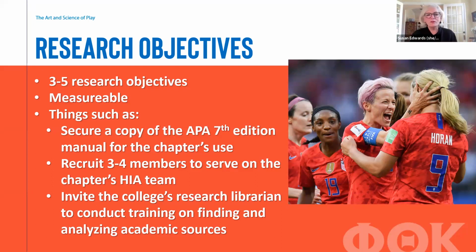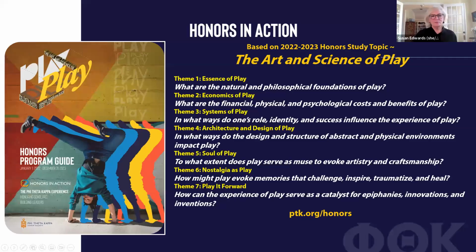Another objective might be to invite the college's research librarian to conduct training on finding and analyzing academic sources. Don't forget your research librarians. They are invaluable for Honors in Action. They know their stuff. They know databases. They know how to find things. They know what it means to have an academic resource. So, have them as collaborators if they're not already your chapter advisors. I know there are research librarians who are chapter advisors as well. All right, let's go to the next slide.